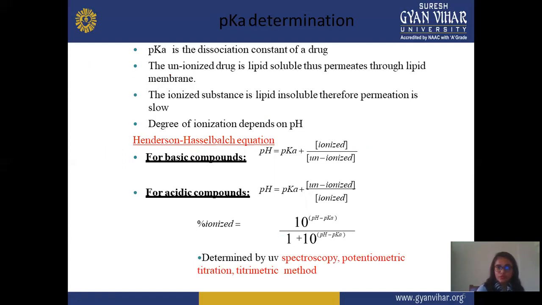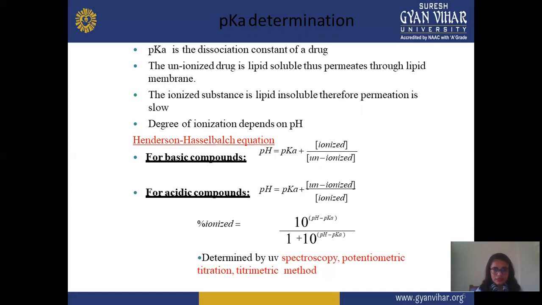Solution constant of the drug, and the unionized drug is lipid soluble and permeates the lipid membrane, and the ionized substance is lipid insoluble, therefore permeation is slow. There is some condition where hydrophilic drugs permeate or solubilize the membrane more easily compared to a hydrophobic drug, and the pKa dissociation constant plays an important role for this solubility factor.